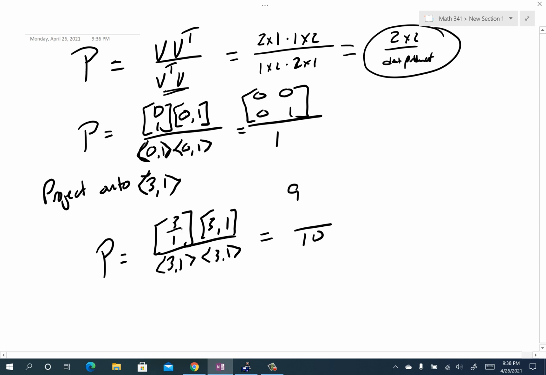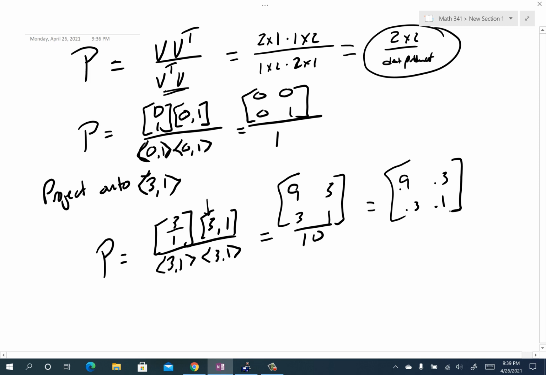Because it's just row times column, right? So 3 times 3 is 9. 3 times 1 is 3. 1 times 3 is 3. 1 times 1 is 1. So that means you're going to get 0.9, 0.3, 0.3, 0.1. Okay. Let's see what that looks like.